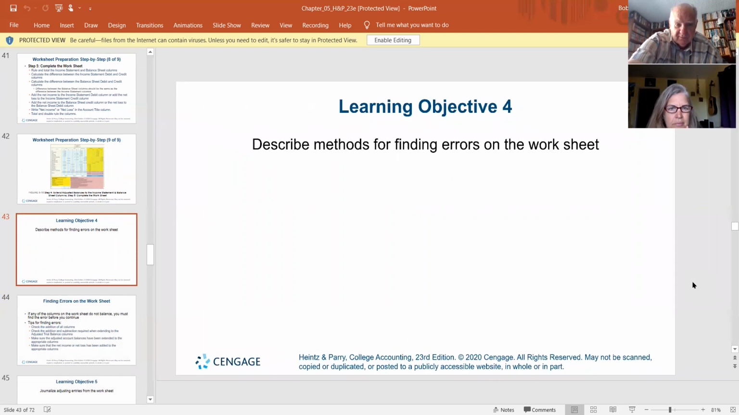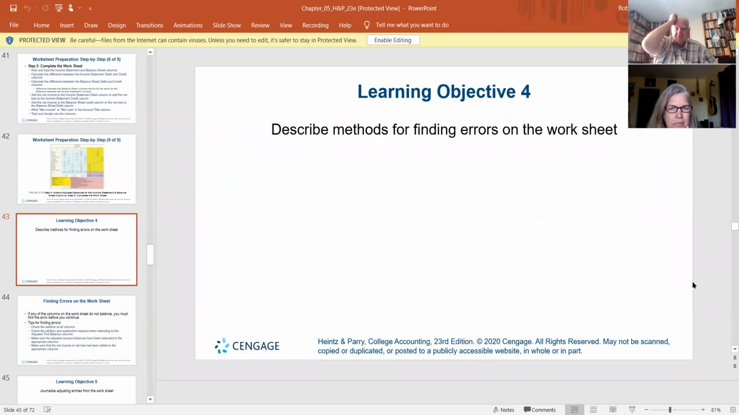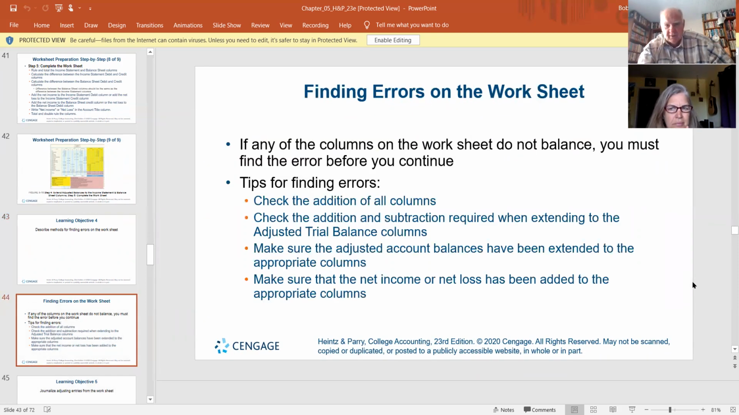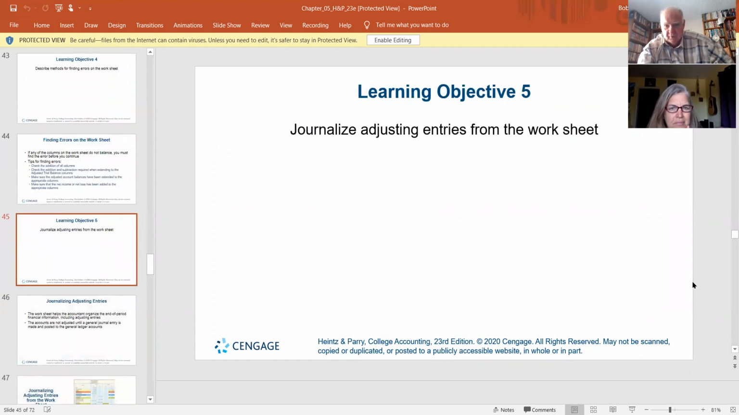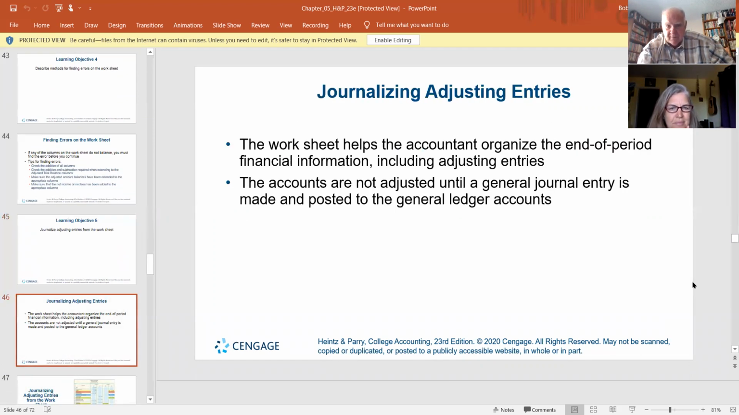They have a lot of these slides on finding errors. I'm not going to worry about that. The only one I like is dividing by 9, which you've heard me talk about before, right?